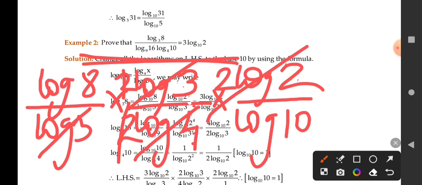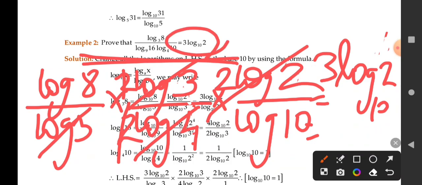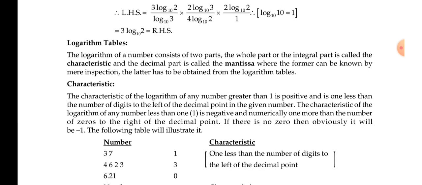log 8 to the base 10. Log 8 means 2 cube to the base 10, which is equal to the cube comes outside. So 3 into log 2 to the base 10. Hence proved. I hope you understood this example.